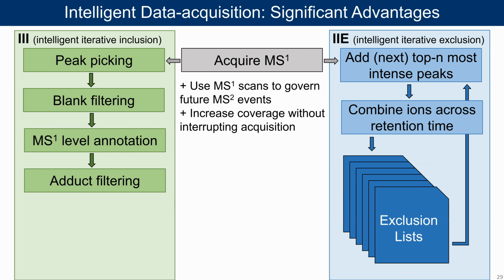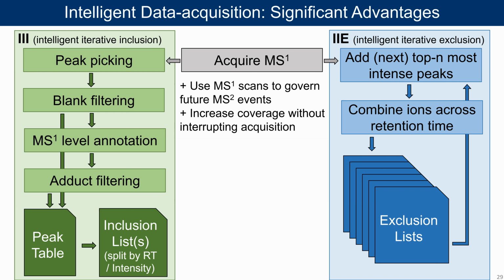Then we do MS1 level annotation, which is optional, where you can take whatever your MSMS library is that you're going to search against and only look and see if those features have exact masses that would be in your database in the first place, so you don't waste your time selecting ions that you have no database to match against anyway. And then adduct filtering, so for example, maybe you don't want to select and fragment sodium ions, or maybe you have a solvent system with formate, so you don't want acetate ions, and so this can reduce your list further.